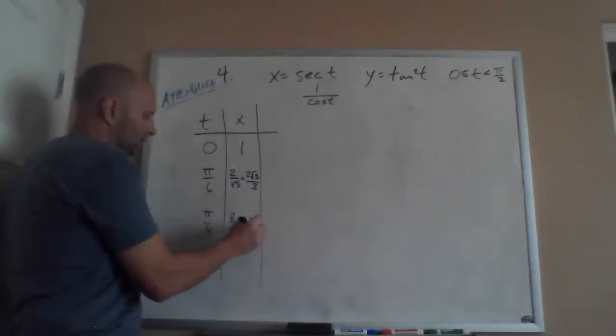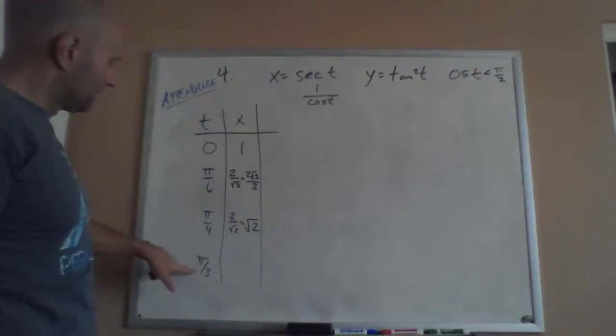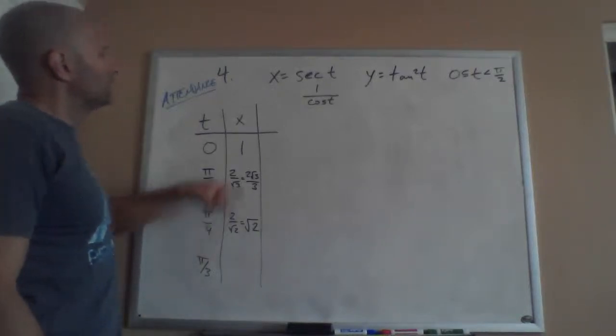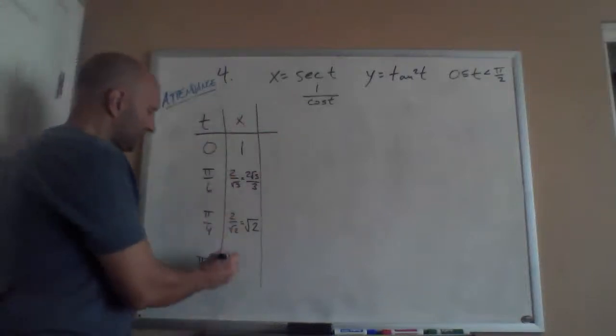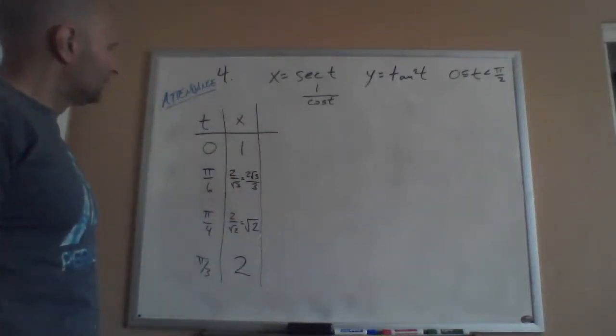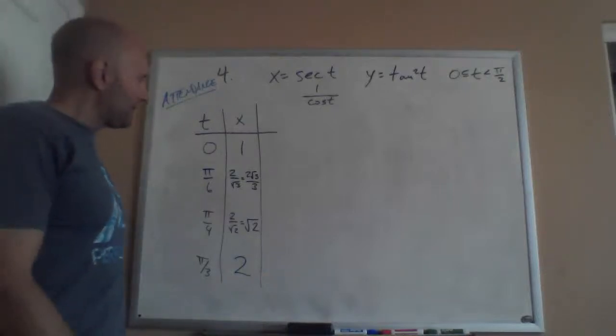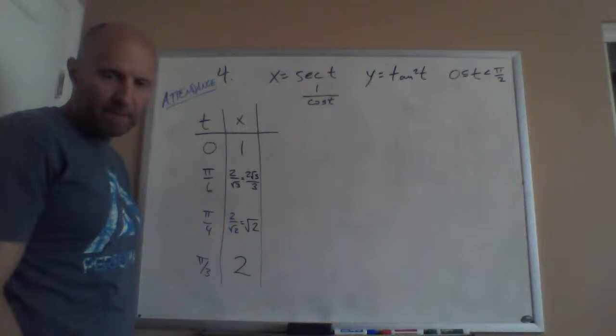Rationalize this, it just becomes square root of 2. And then pi over 3. Cosine of pi over 3 is a half. Flip a half, it becomes 2. So these are the values you get for the x column. Any questions on that before I do the y?